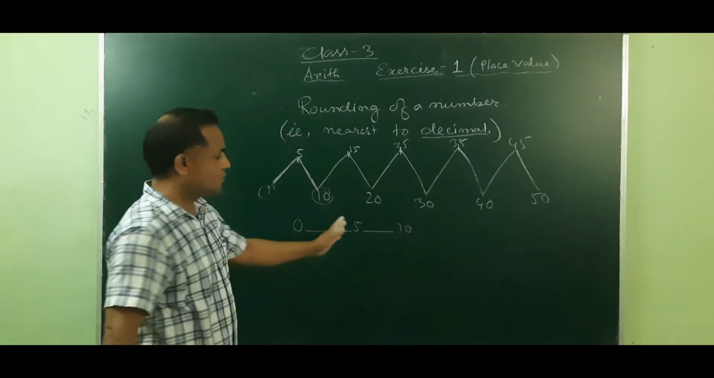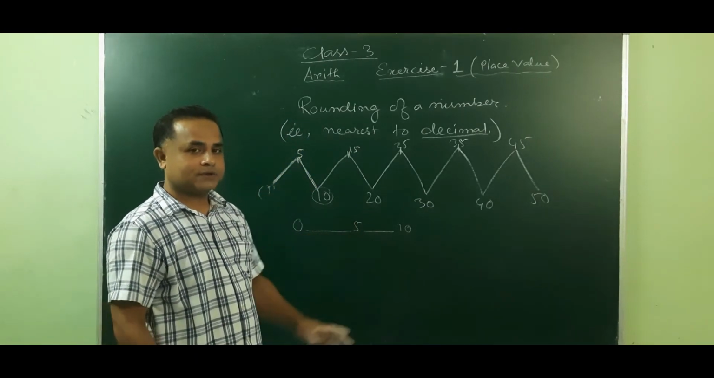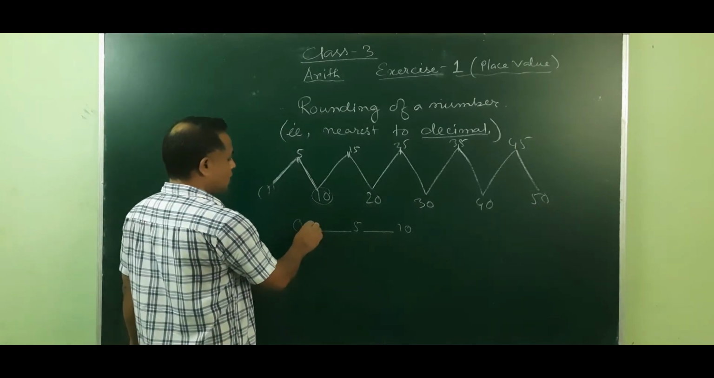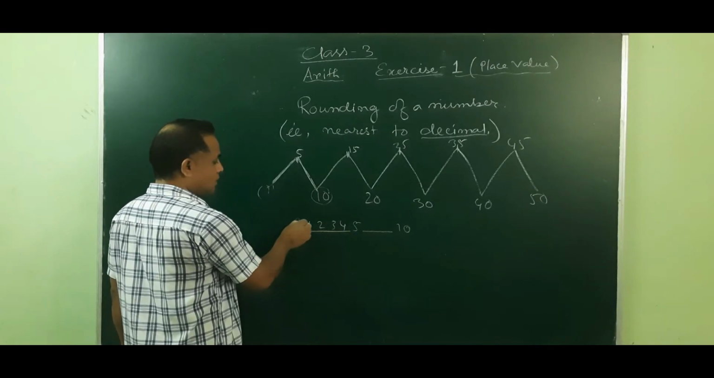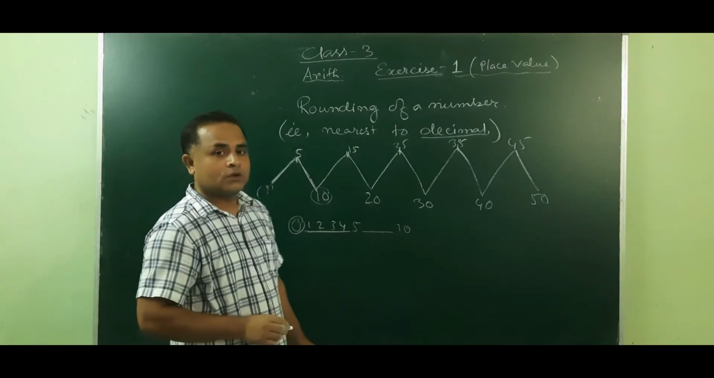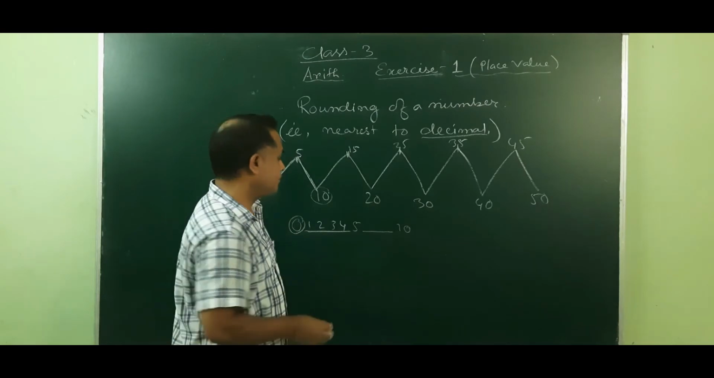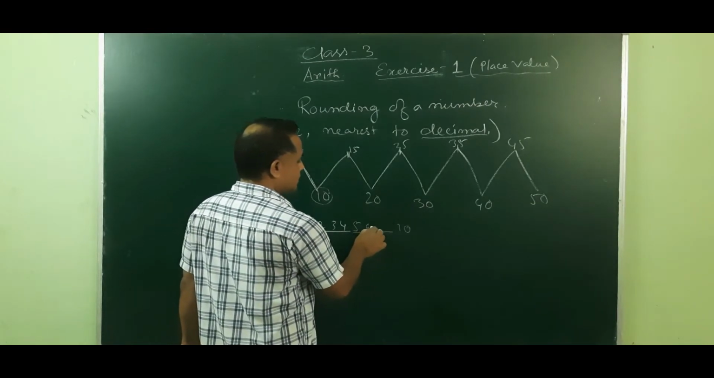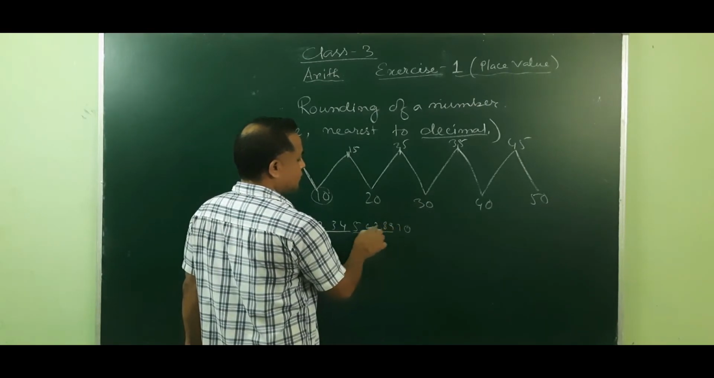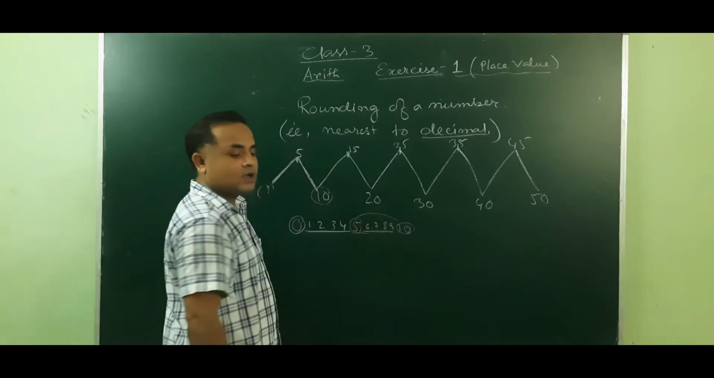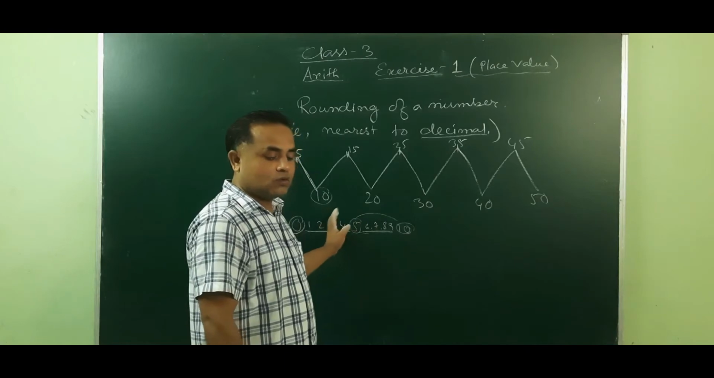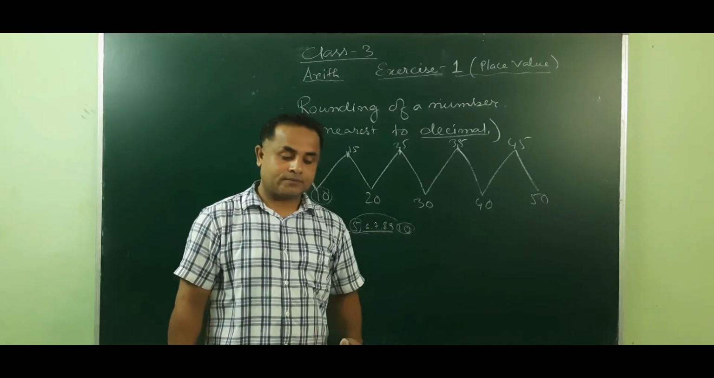It is only divided by 5, half of it. So 1, 2, 3, 4. These 4, up to 4, lie nearest to 0. 5 to like 6, 7, 8, 9 will be nearest to 10. So 5 also will be included to nearest 10.